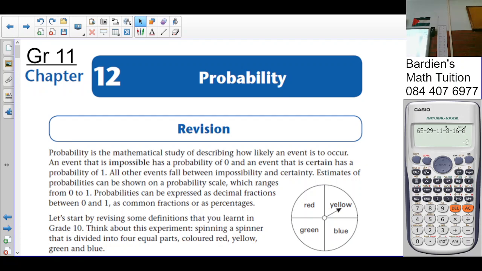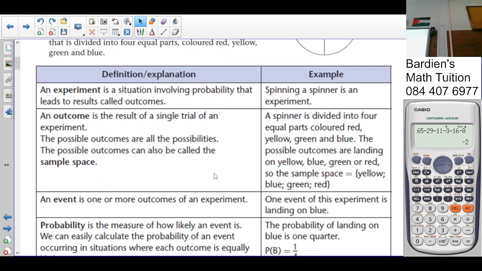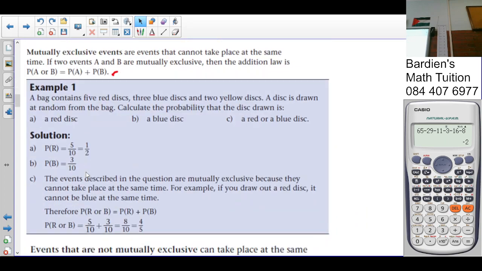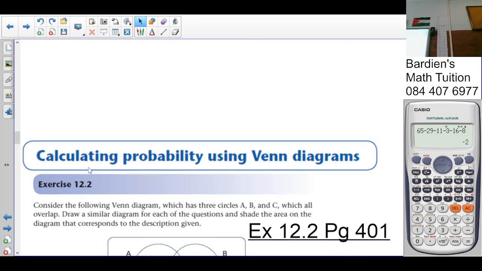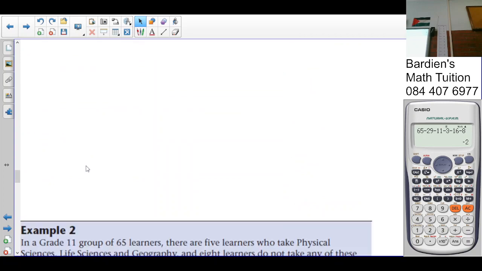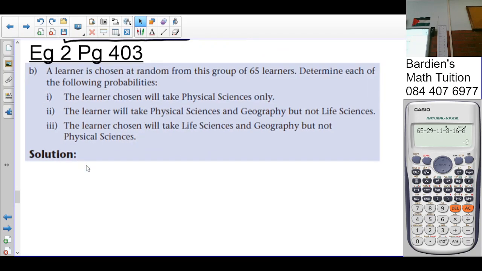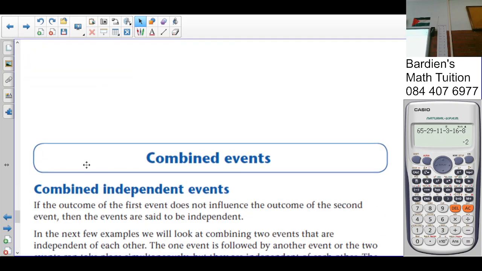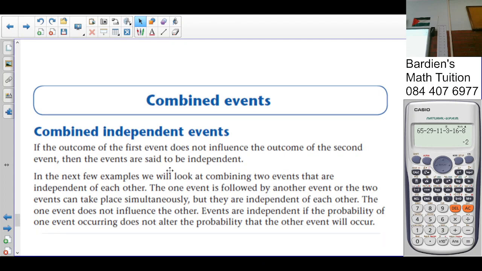So today we're looking at probability. At this point we have completed our Venn diagrams. Okay, and I've got the messages. So my one is in. Alright, so now we're looking at combined events. For those of you who want to read, this is covered on page 406.